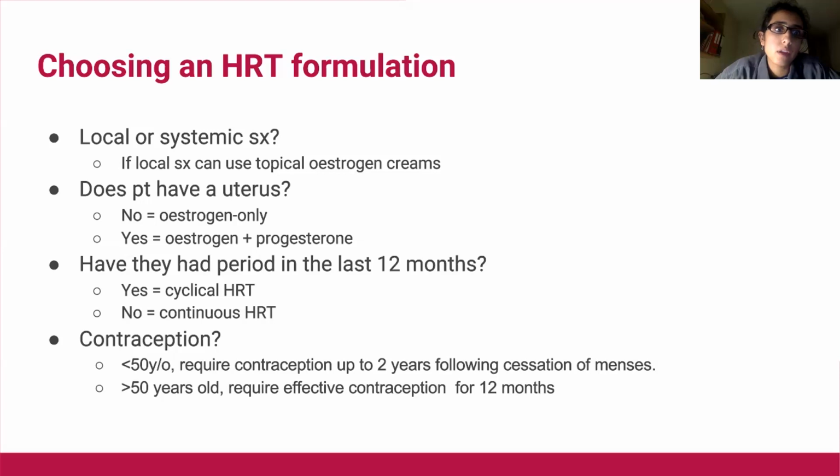And then lastly, contraception. If they are less than 50 years old, they require contraception for up to 2 years after their last period. If they're greater than 50 years old, then they require contraception for 12 months. And this again can be in the form of a Mirena coil, so a progesterone releasing intrauterine system, which can act as the contraception as well.